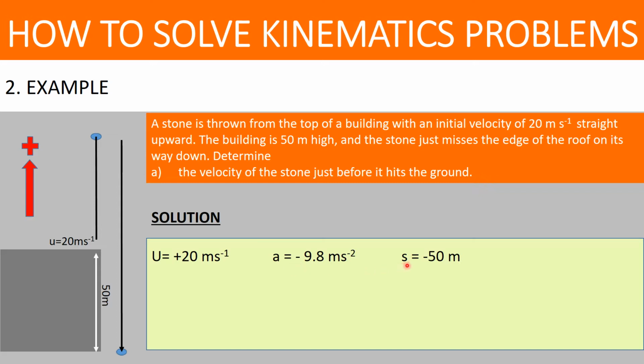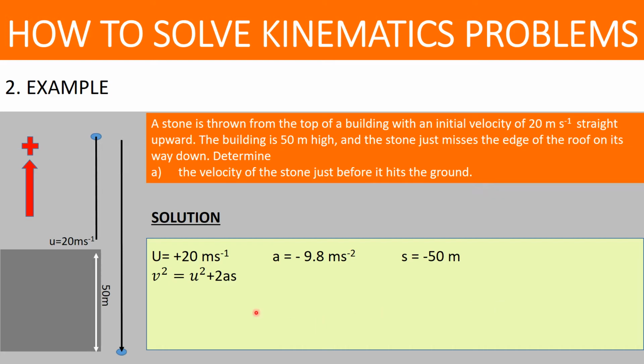Now the last quantity that we know is displacement. So we were originally here. So at the end, the stone was here. So the stone was displaced downwards by 50 meters. So the displacement downwards is minus 50 meters because it is going in the opposite direction. The displacement is downwards, which is in opposite direction to the direction we have assigned as positive. So the signs are very important. They must be stated very clearly in order to get the correct answer.